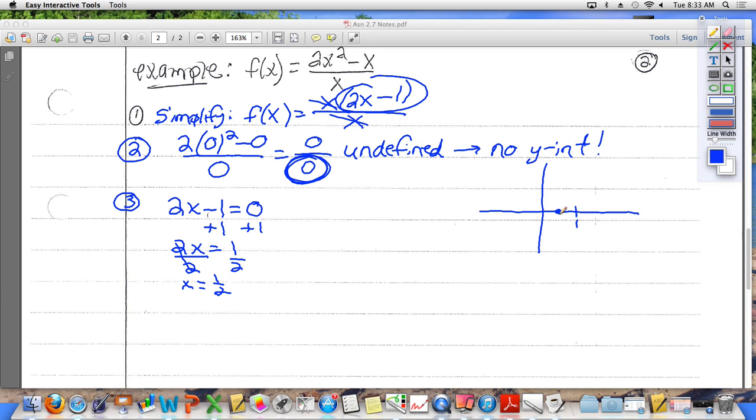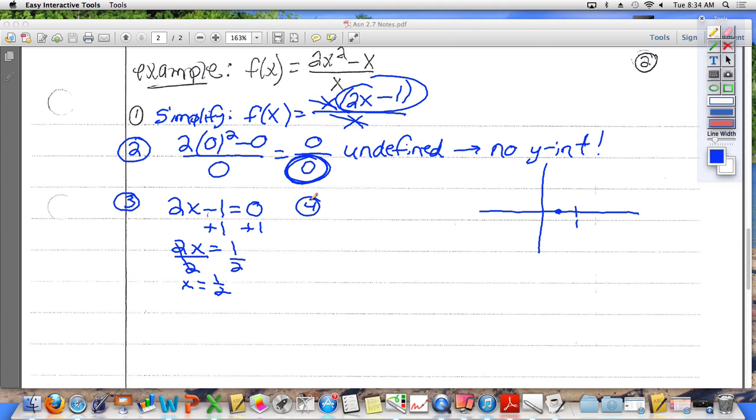What is step number 4? Find the zeros of the denominator. These x's canceled out, and all we are left with is 2x minus 1. Do you remember what happens when you cross off x's when there's a matching factor on the top with the bottom? What did that mean? There was going to be a hole. Very good.